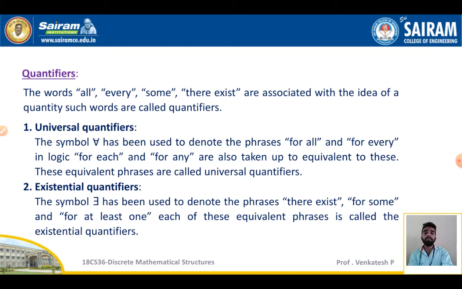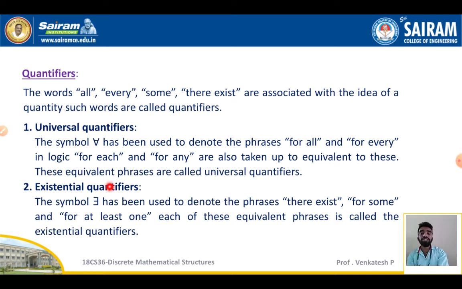First we'll discuss universal quantifiers. The symbol for all has been used to denote phrases like for all and for every, and in mathematical logic, for each and for any are also taken to be equivalent to this. These equivalent phrases will be called a universal quantifier. So phrases like for all, for every, for each, for any will be called universal quantifiers.